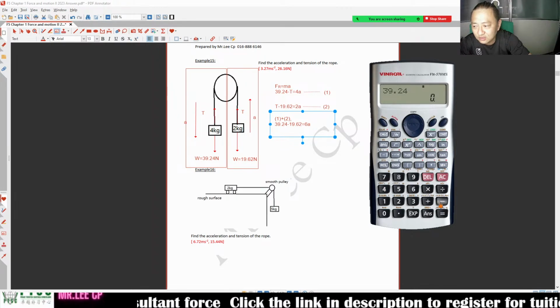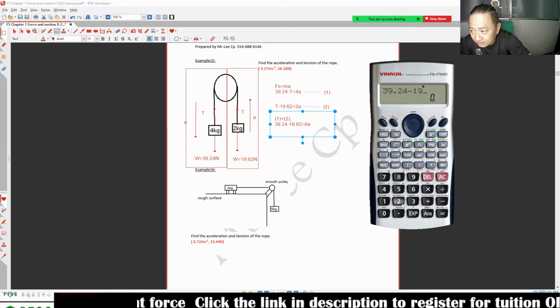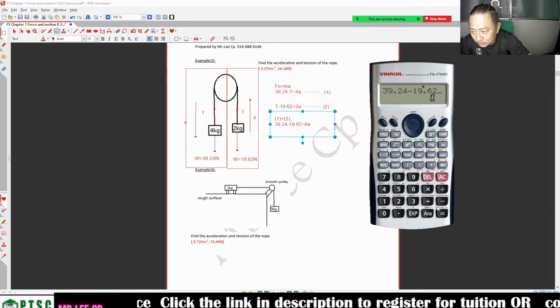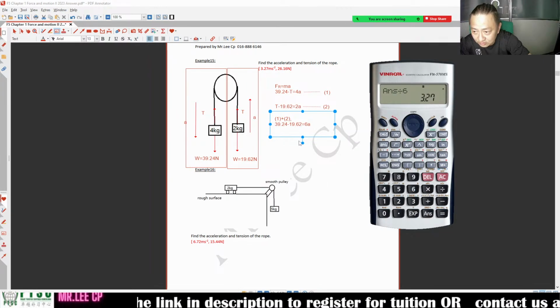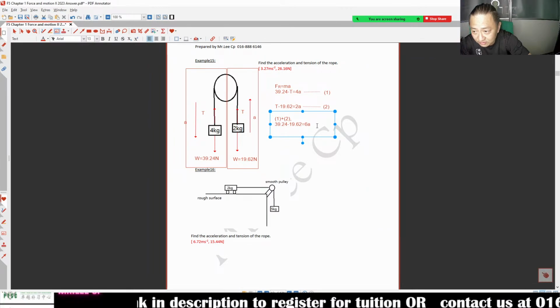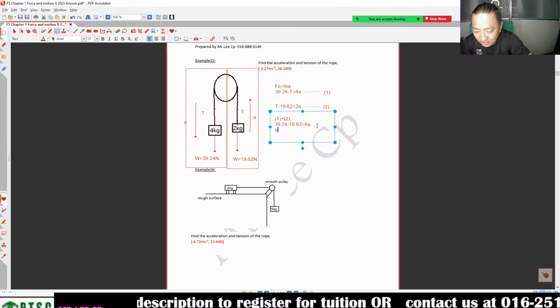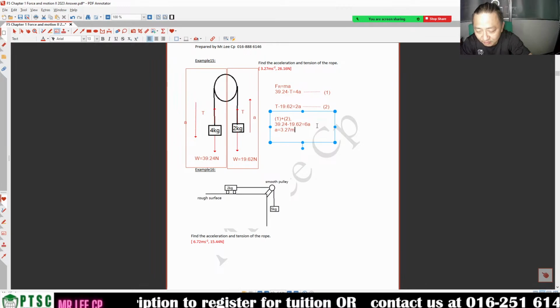39.24 minus 19.62 equals, and then divided by 6 equals 3.27. The answer is A is equal to 3.27 m/s².